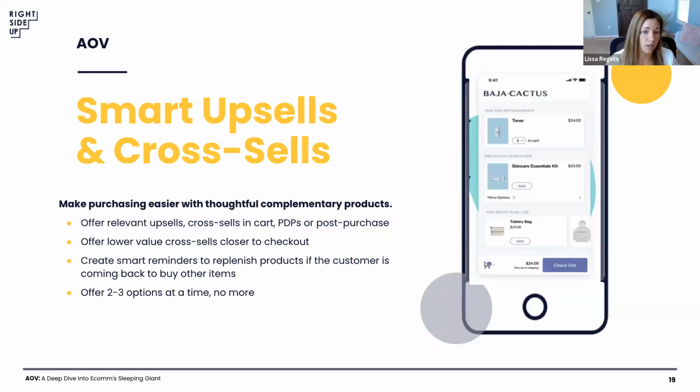Smart upsells and cross sells. So this is making purchasing easier with thoughtful complementary products. We all like to make shopping easy. We don't like to click around the site a bunch of times. If we make it hard to buy, then people won't do it, right? So offer relevant upsells or cross sells in places that we know they're spending time.